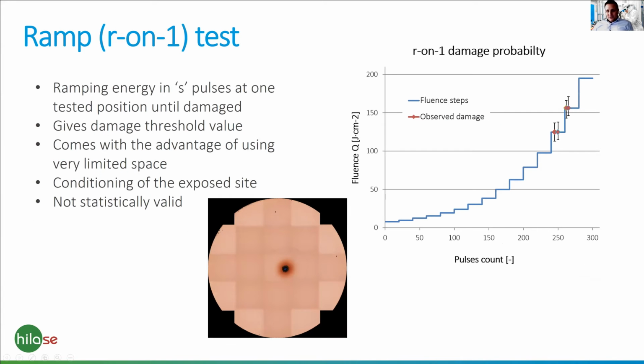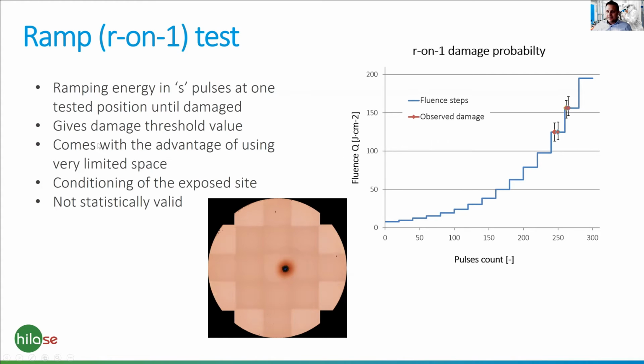Now, there are also methods which are not included in ISO standards, so the values are not statistically valid, and you can't use them to declare conformity, and usually you can't even use them to compare among different facilities. So if somebody does a ramp test or a one-on-one test for you, and you require somebody else to do the same, he probably won't give you the same result because the conditions for reproducibility are not fulfilled.